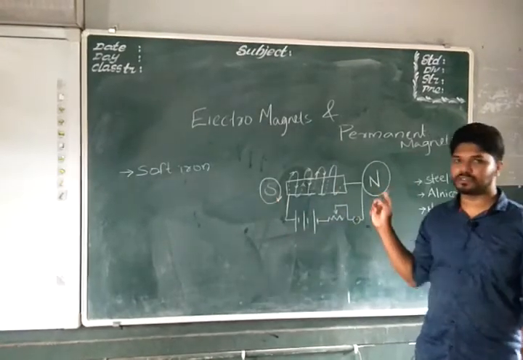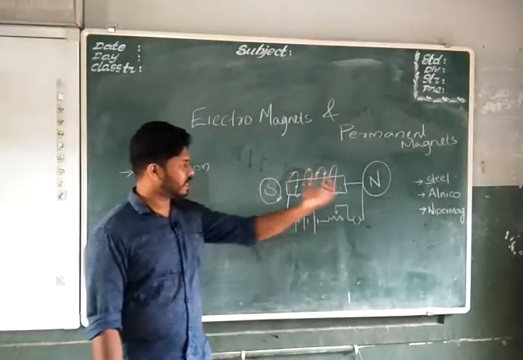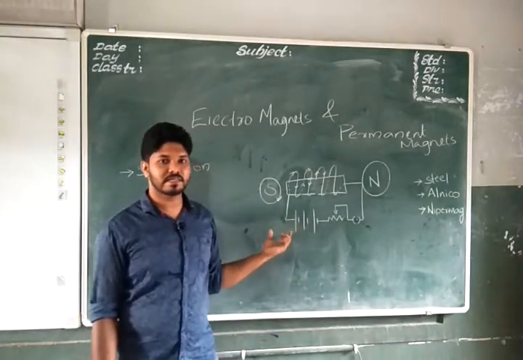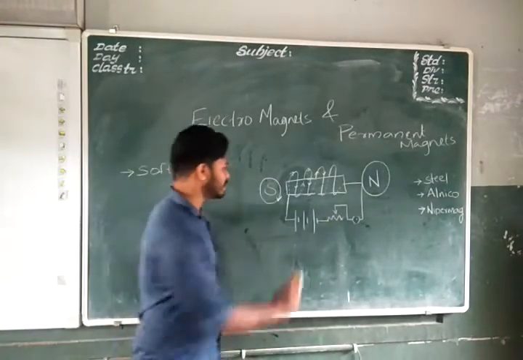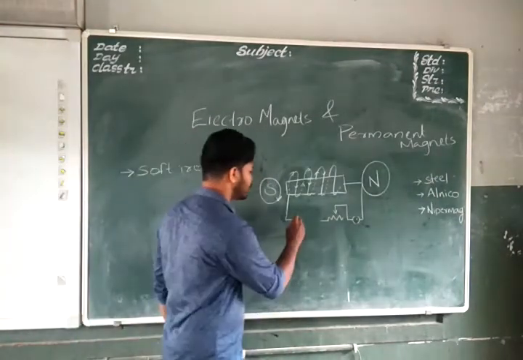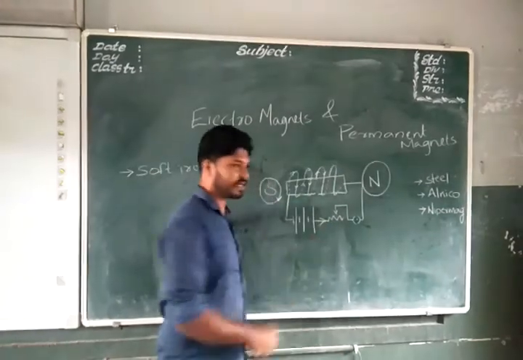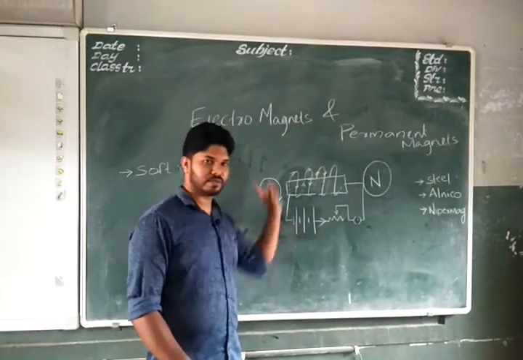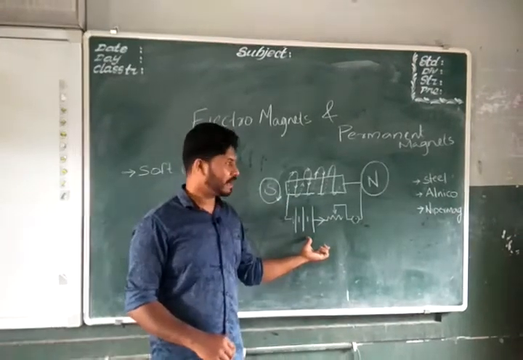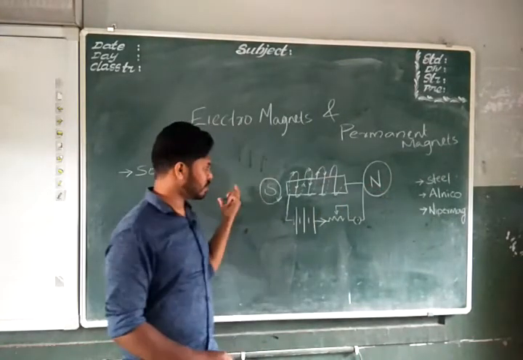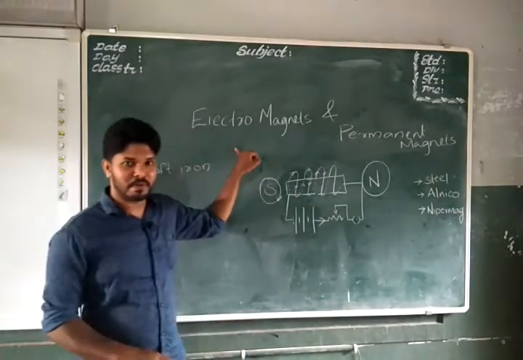We can change the polarity. It has a south pole and a north pole, isn't it? If the current is passing in the clockwise direction, it indicates the south pole. If the current is going in the anti-clockwise direction, it indicates the north pole of the magnet. We can change the polarity of this magnet by changing the direction of current. Earlier the positive terminal was given here. If we exchange the ends of the battery source, the polarity also changes. North will come here, south will go here. So we can change the polarity of an electromagnet.